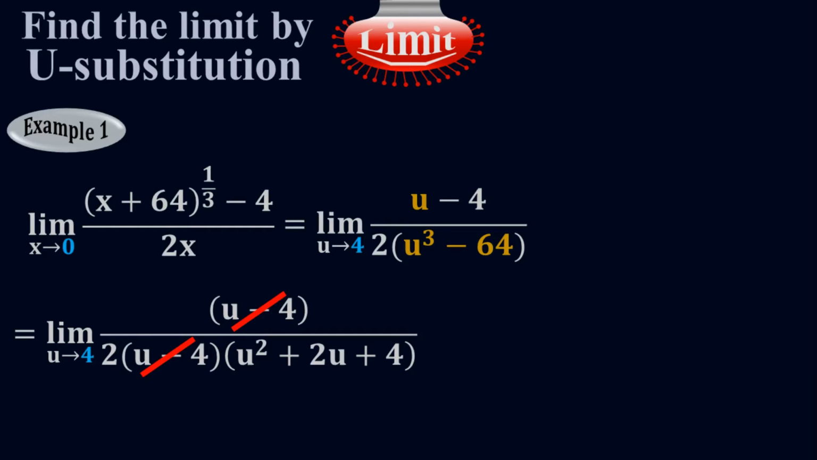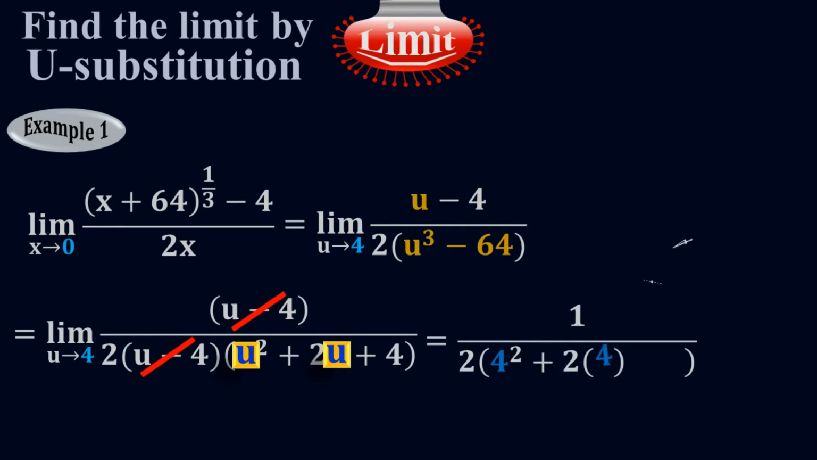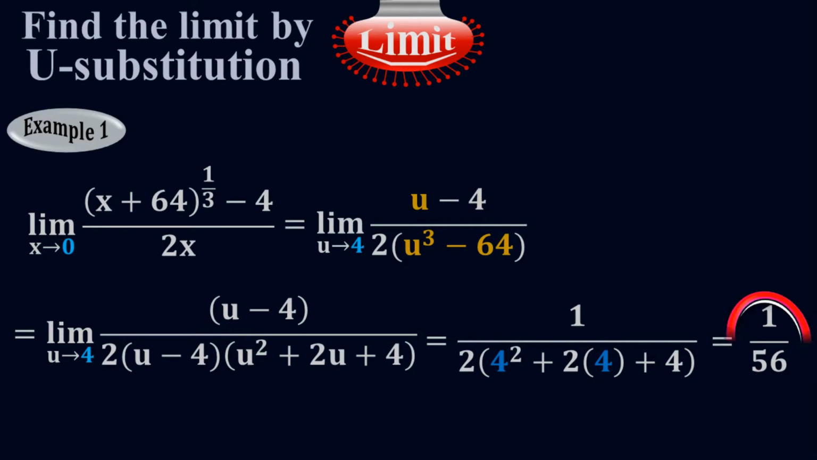Yes. Just cancel these two sections and then put u equals 4 for the rest to have 1 over 2 into 4 squared plus 2 into 4 plus 4. Do the simplification, and at the end you will get 1 over 56. This is going to be my final answer. After substitution I got my new expression.